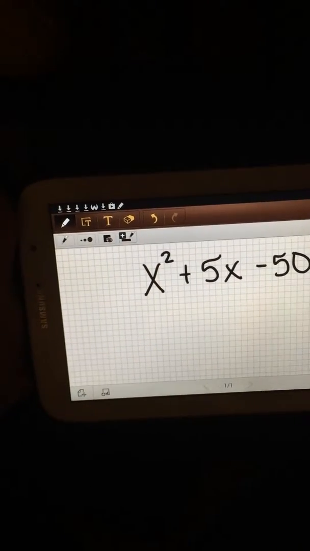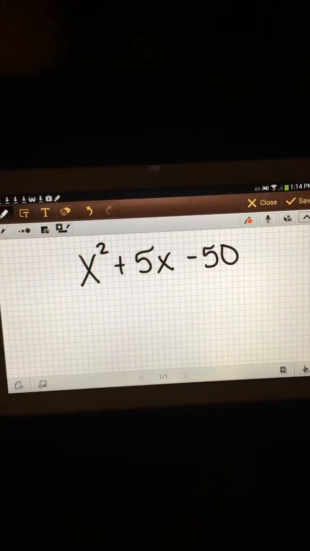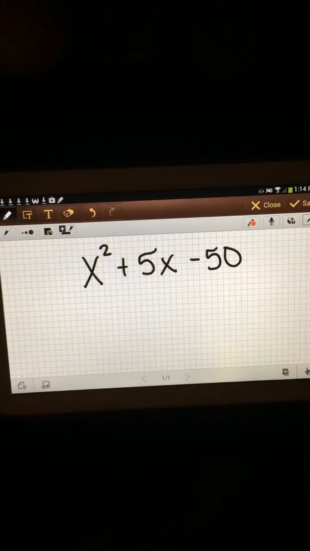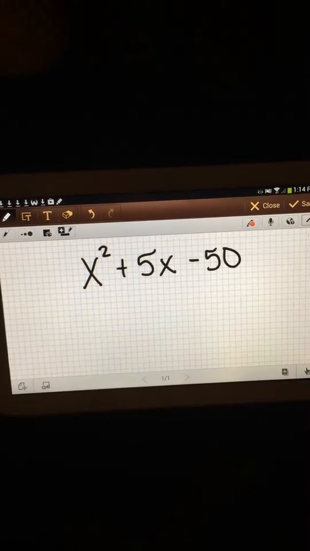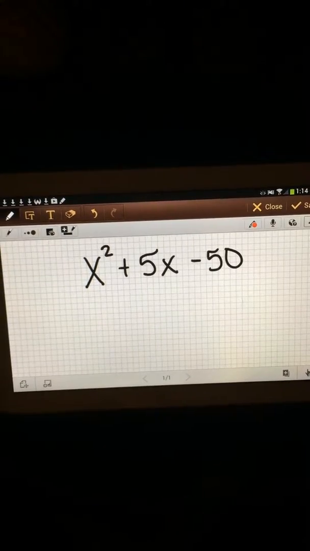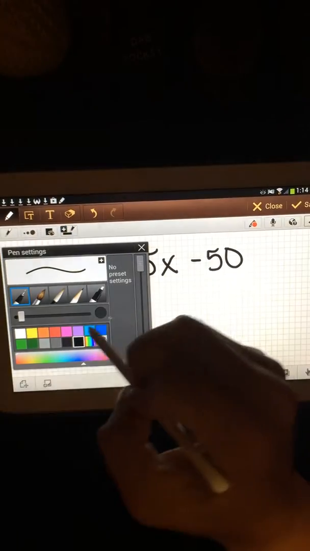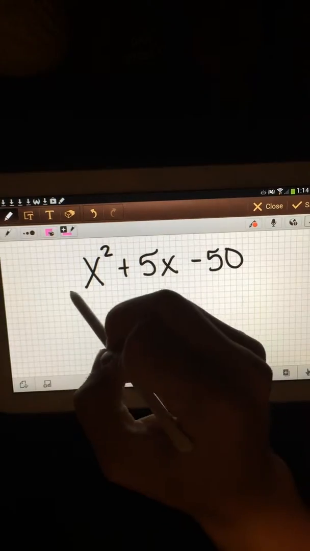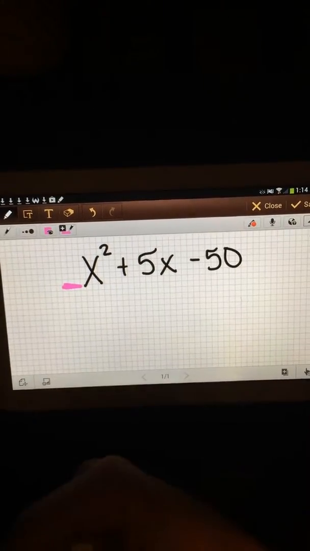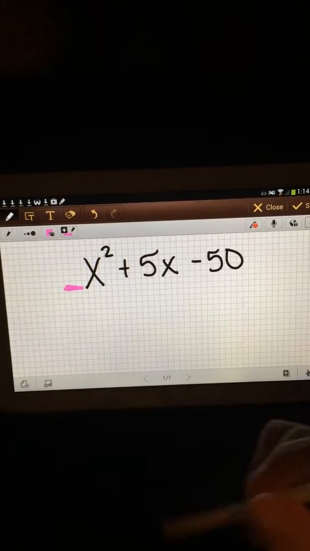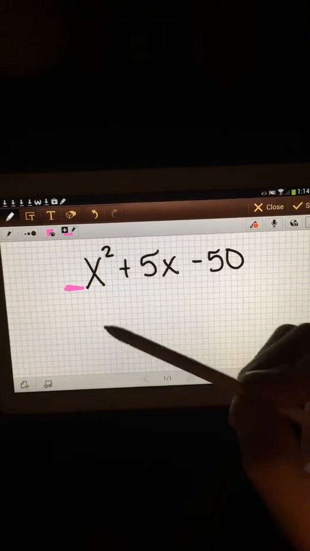Alright, so we're going to solve this quadratic by factoring. First, of course, you start off with the equation. Now, in order to start solving by factoring, you have to find the coefficient, the leading coefficient, which is right here. But since there isn't any coefficient with the x squared, that just means there's a 1.